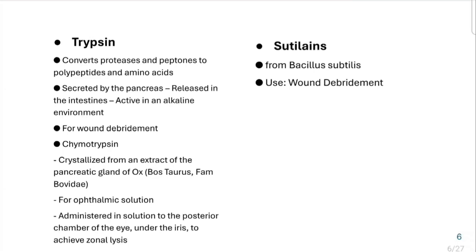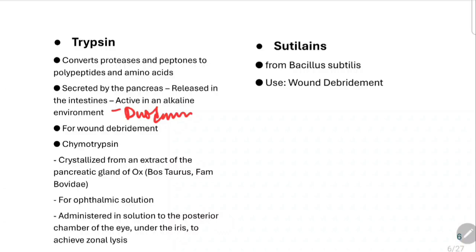Then we have also your trypsin. Trypsin converts your proteases and peptones to polypeptides and amino acids. It is secreted by your pancreas and released in your intestine. It is active in an alkaline environment. Usually, this is released in your duodenum.